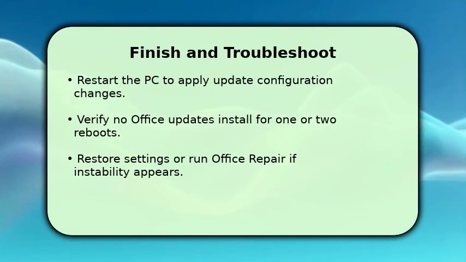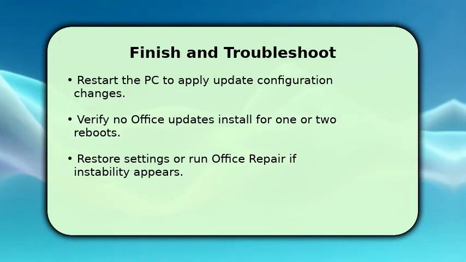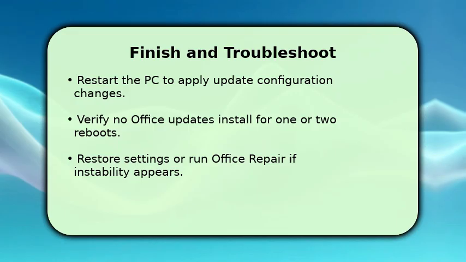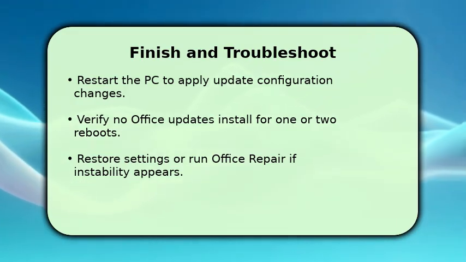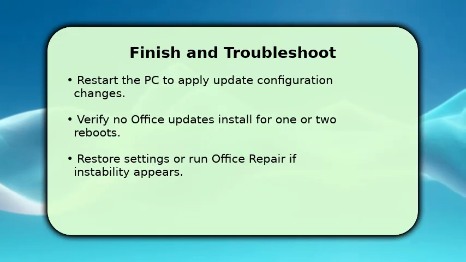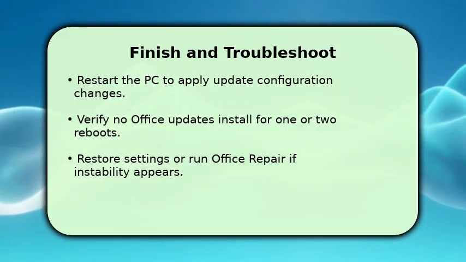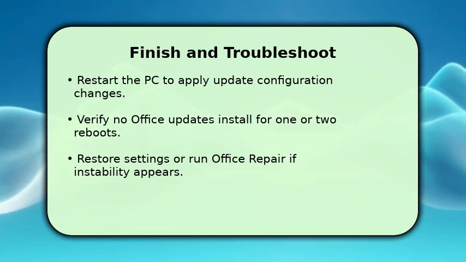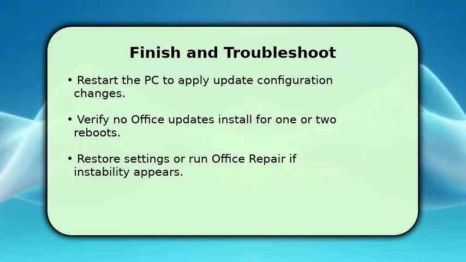Finally, you restart your computer to ensure all settings take effect and watch for any automatic Office installs over 1 or 2 reboots. If updates reappear, check scheduled tasks and group policy for override settings and remove or change entries that re-enable updates. Make sure to run Office Repair from Programs and Features if Office shows errors after stopping updates. If something goes wrong, re-enable updates temporarily and install the latest cumulative update, then reapply the disable steps after confirming stability.